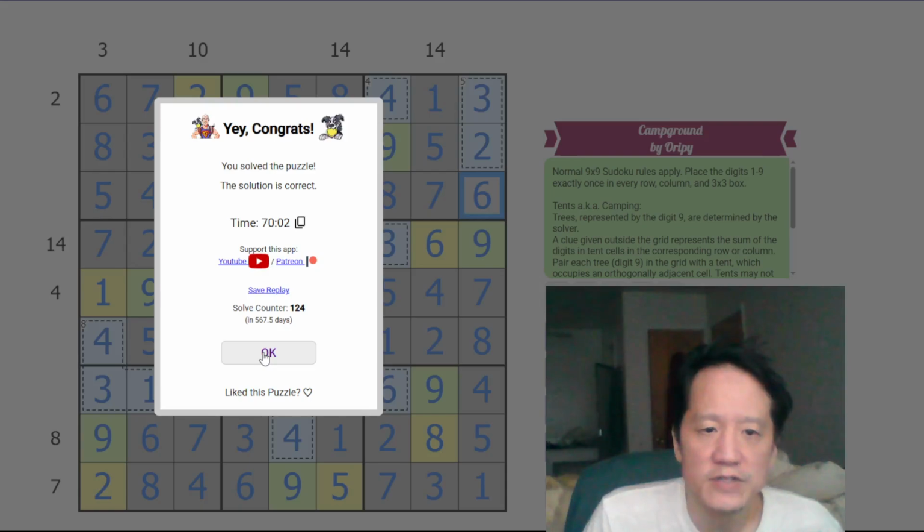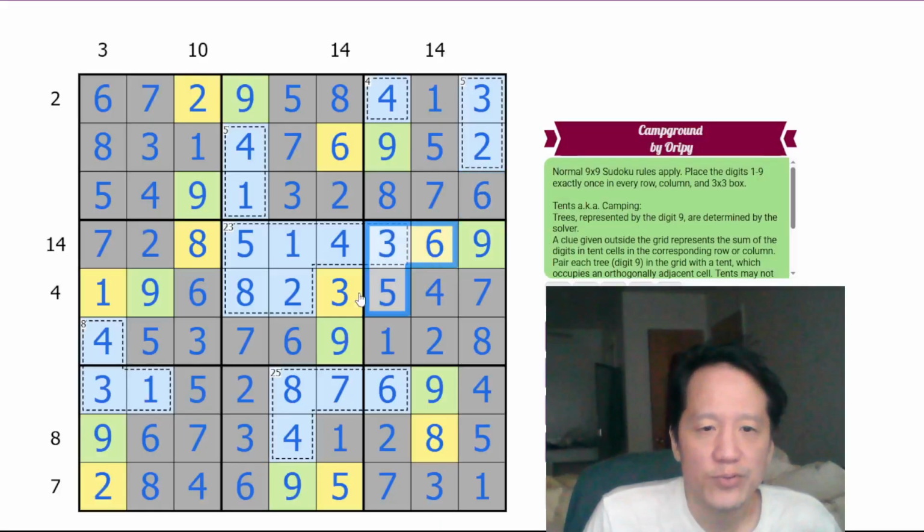That's how you solve it. Pretty cool logic, actually. Very interesting restrictions that we had here. Yeah, just very interesting in general how this worked out.